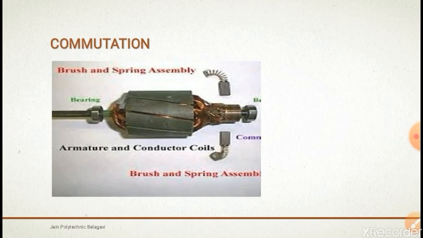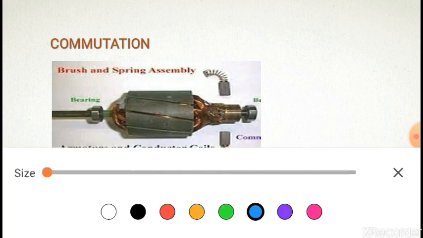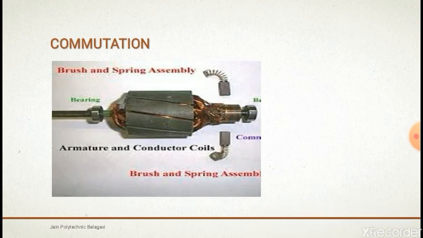Here one picture you can see. In that picture you can see that there is one armature which is connected to the commutator and there are brushes here. The electricity which is induced in the armature conductors will be in the form of AC. As we know, DC generator output will be DC. So this AC has to be converted into DC. It will be done by using this commutator.